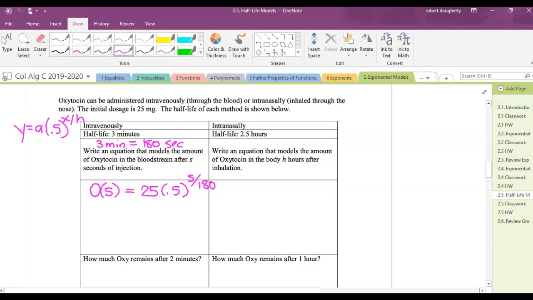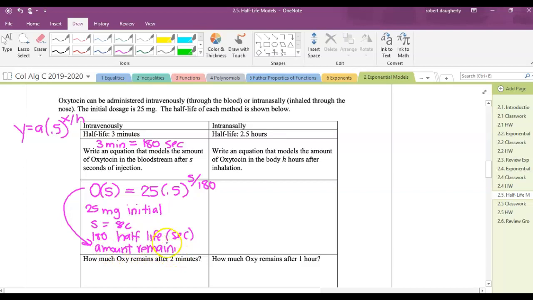So here's my model. So where 25 milligrams, that is my initial value. S represents the time in seconds, and then 180 is the half-life, also measured in seconds, and then this variable O is going to be the amount remaining, okay, in milligrams.